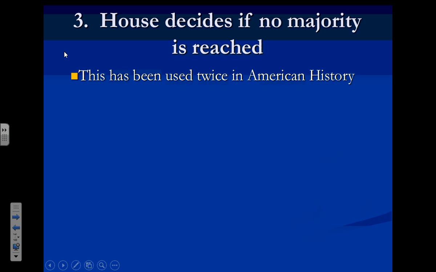Now, granted, this hasn't happened for a long time, and it's unlikely to happen as long as we only have two major candidates getting votes. But if we ever have a third-party candidate who gets a lot of votes, it's certainly possible that no candidate would get the majority of electoral votes. And then it goes to the House.